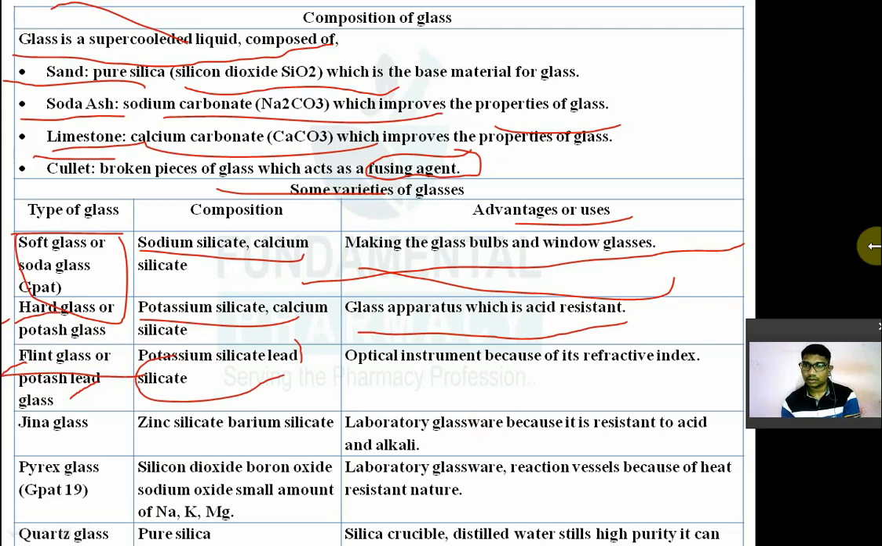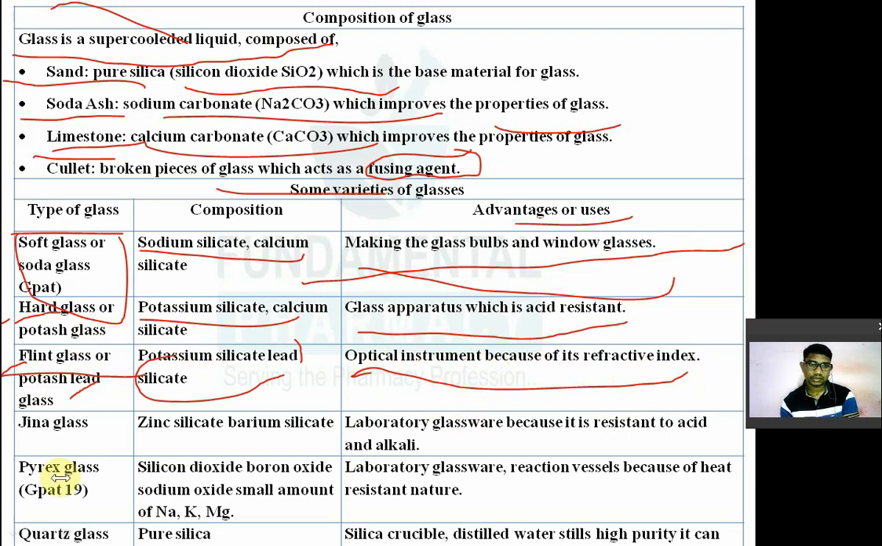Now for optical instruments, because of its refractive index, such a question can also come: which one of the following types of glass is prepared in the case of optical instruments? Like your UV or refractometer. For the construction of refractometer, UV prisms, monochromator and the like, flint type of glass is used. Flint glass or potash lead glass.